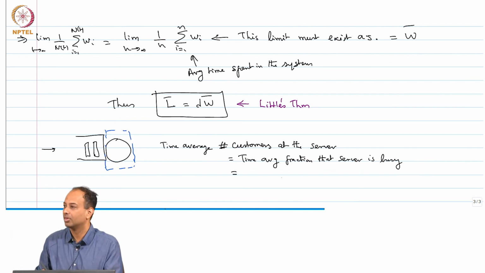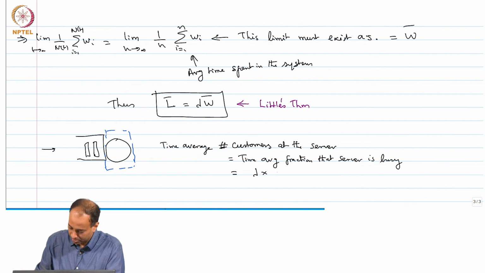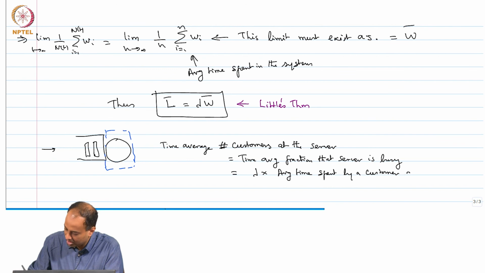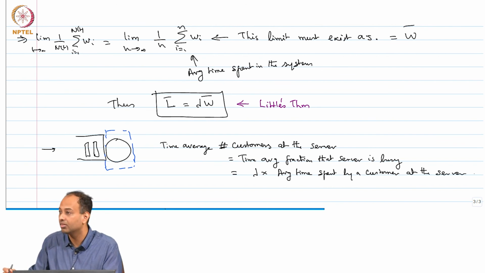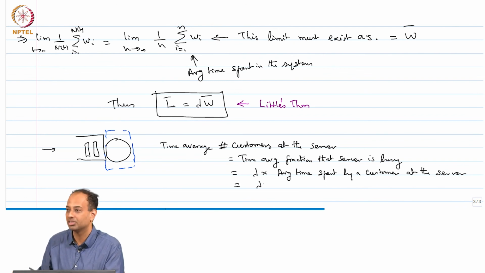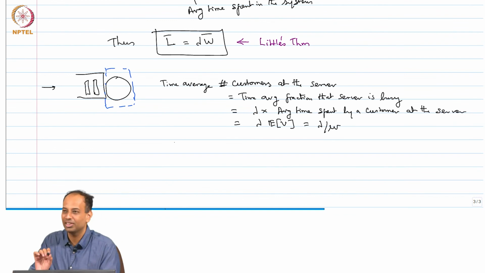And this will be equal to what? Arrival rate lambda times the average time spent by a customer at the server. What is the average time spent by a customer at the server? It is 1 by mu, the average service time. So this is lambda times expected V, which is simply lambda upon mu. So, the fraction of time that a server is busy is simply lambda over mu.